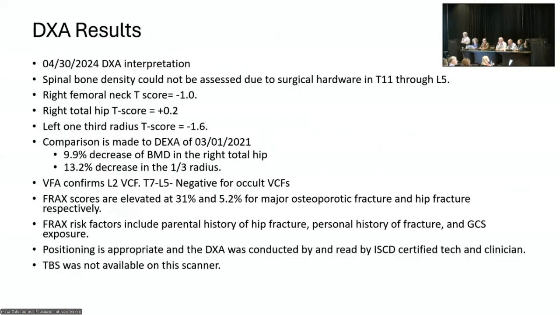Spinal bone density couldn't be assessed because of her hardware. She had essentially normal bone density in her non-operative right hip, osteopenia in the one-third radius. We made a comparison to her initial bone density from 3 years previous, same bone density scanner, equal comparison: 3 to 4% annual bone loss in the hip and the radius. She didn't have any occult vertebral compression fractures. We knew about L2. FRAX scores were elevated based on her history, parental hip fracture history, and her GC exposure.